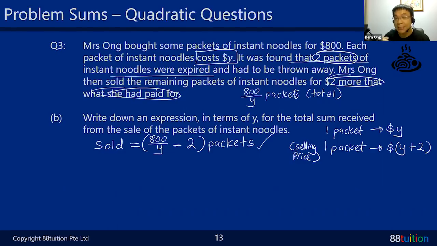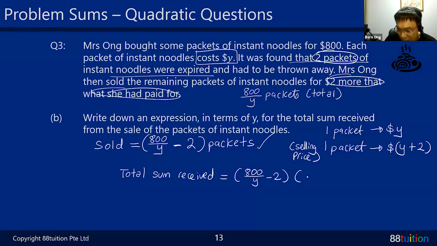All right. So the selling price for 1 packet is Y plus $2. The number of packets sold is 800 over Y minus 2. So how to find the total money received? You simply have to take the quantity, which is 800 over Y minus 2, times the money of 1 packet, Y plus 2. You take the number of packets sold times the price. That will give you the money received. So this will be the answer.